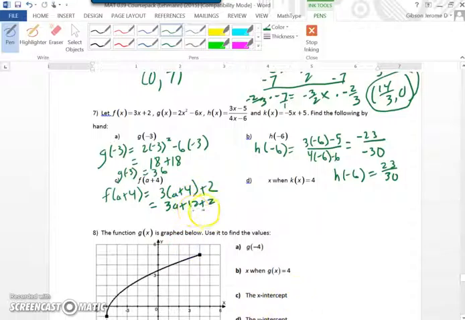Now we know we have like terms in 12 and 2. So we have 3a plus 14. So f of a plus 4 is equal to 3a plus 14. That is the final answer.